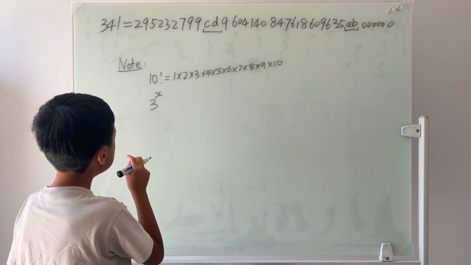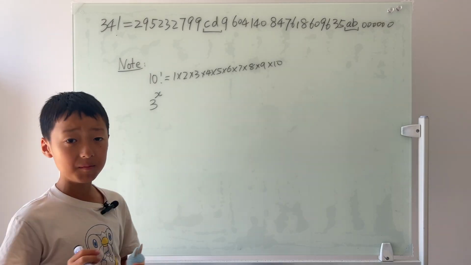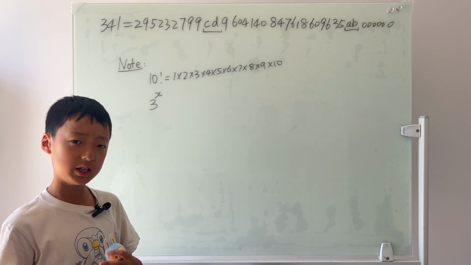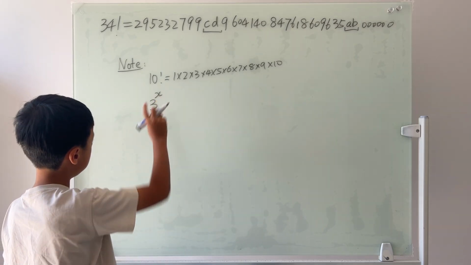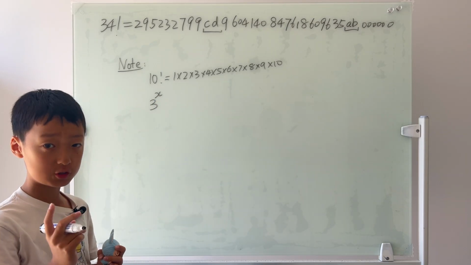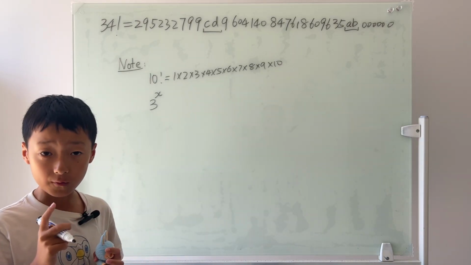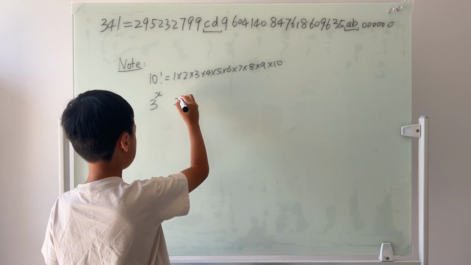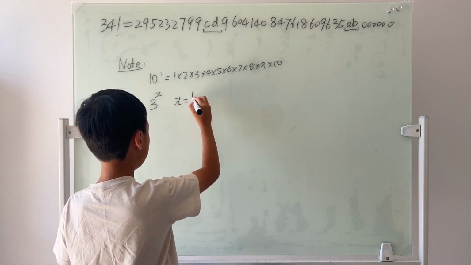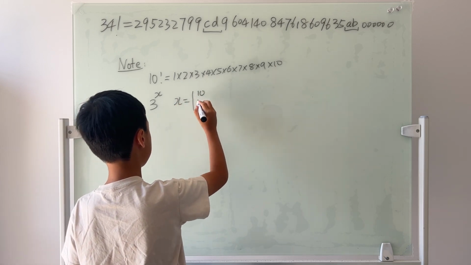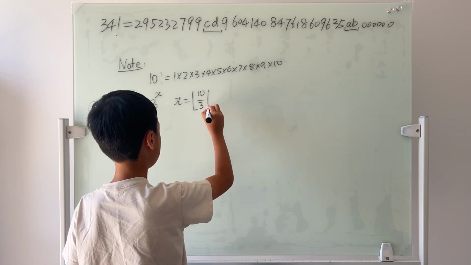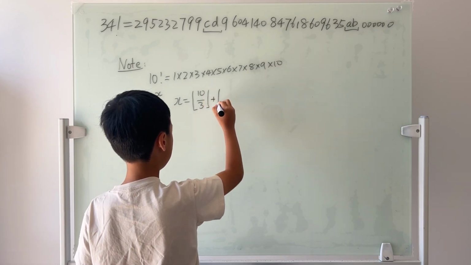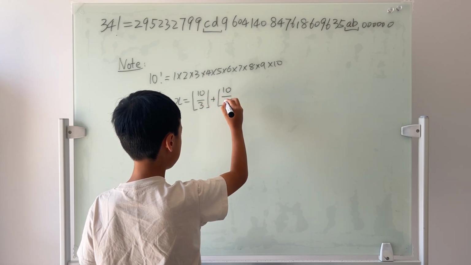Well, for bigger numbers, it's harder to just do that. So then how do we calculate this x? Well, I'm going to tell you. This is pretty obvious once you understand the concept. So x is equal to the floor of 10 over 3 plus the floor of 10 over 3 squared.